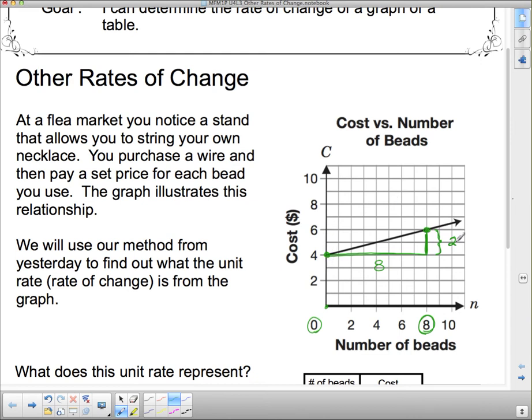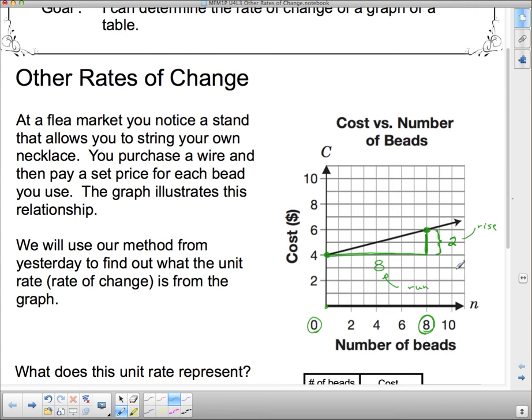Be very, very careful of scale. Sometimes the bottom and the side don't have the same scale on them. Always look at what these are. So between 4 and 6 is 2, and between 0 and 8 is 8. So this number is called our rise, and this is called our run.